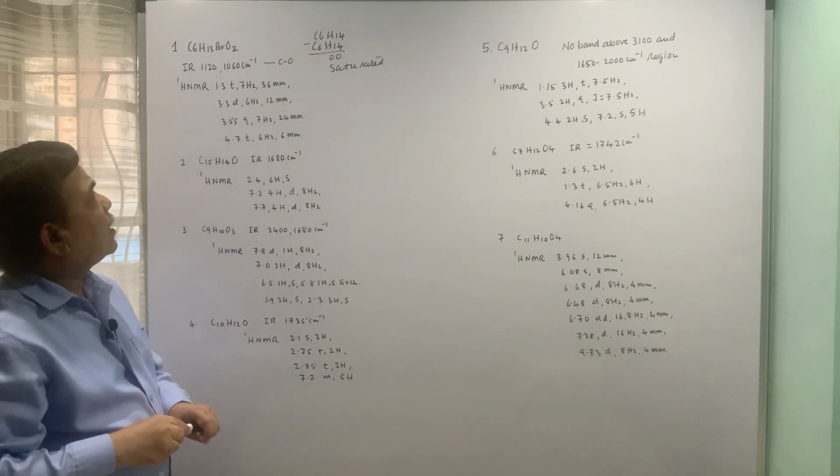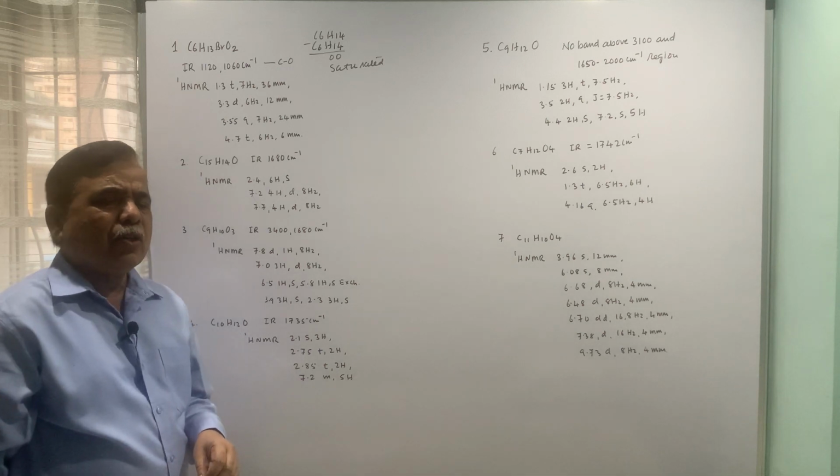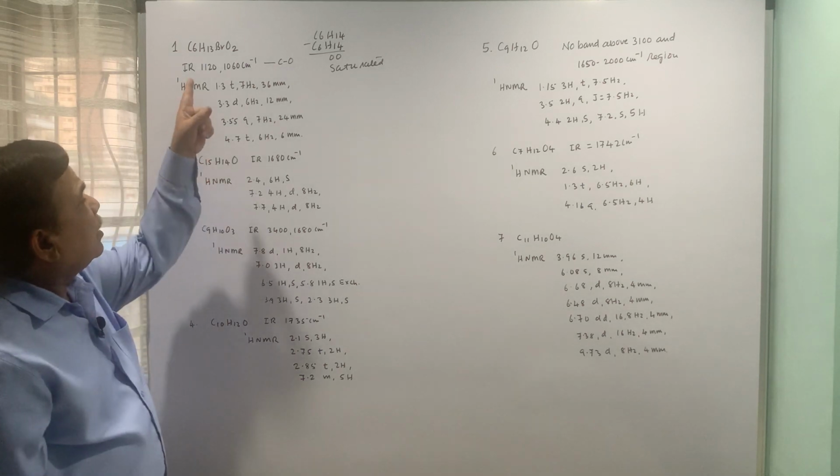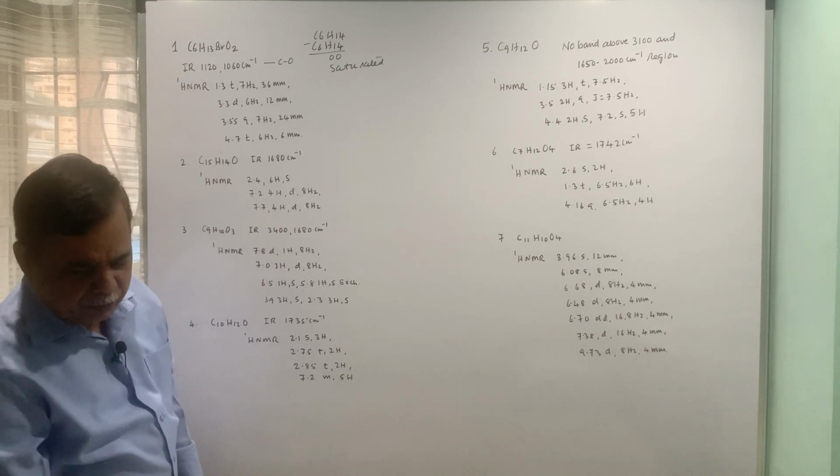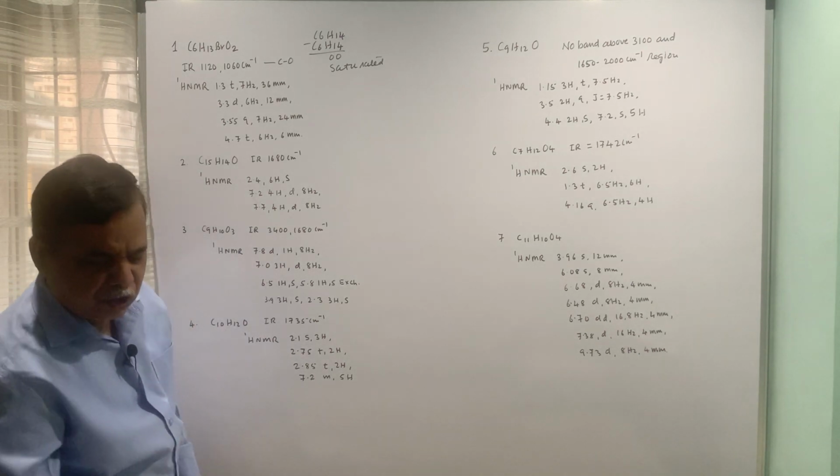1120 and 1060 indicates C single bond O stretching frequency. That means the oxygen has to be in the form of ether linkage.